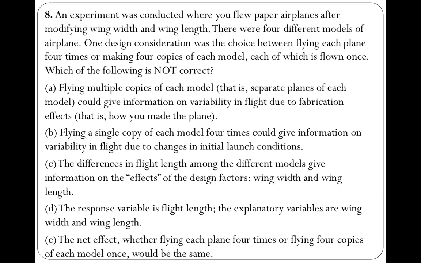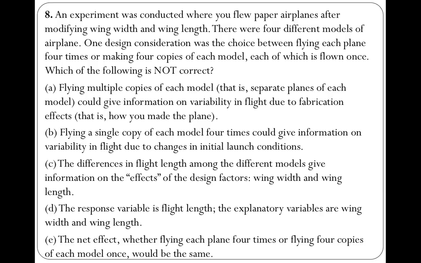So this is a really text-heavy warm-up. I'm not sure you're going to be able to see it from where you're sitting, so sorry to do this to you, but I'm just going to read it. An experiment was conducted where you flew paper airplanes after modifying wing width and wing length. There were 4 different models of airplane. One design consideration was the choice between flying each plane 4 times or making 4 copies of each model, each of which is flown once. Which of the following is not correct?